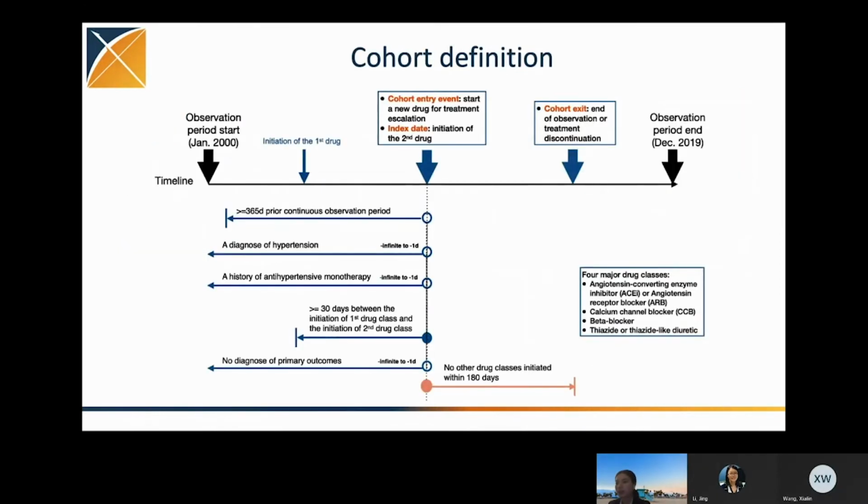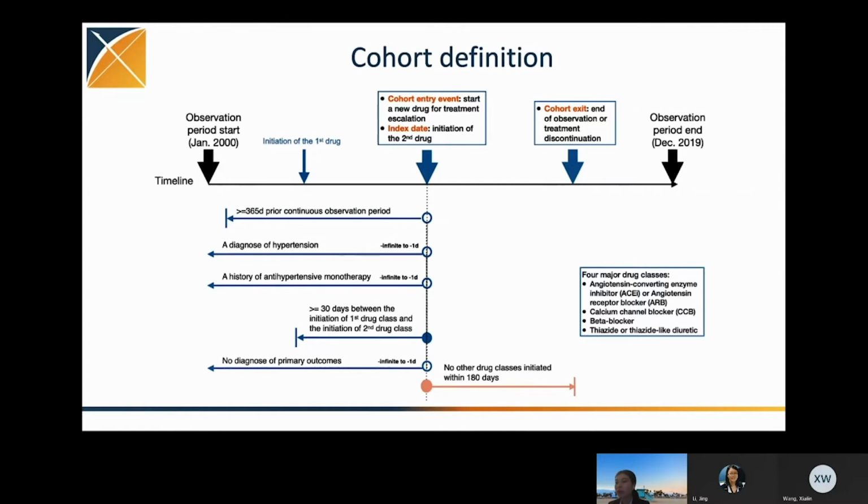Our cohort definition is depicted in this slide. We included data from 2000 to 2019. The cohort entry event is the start of a new drug for treatment escalation. We consider the initiation of the second drug as the index date. And there are several inclusion criteria based on the index date.